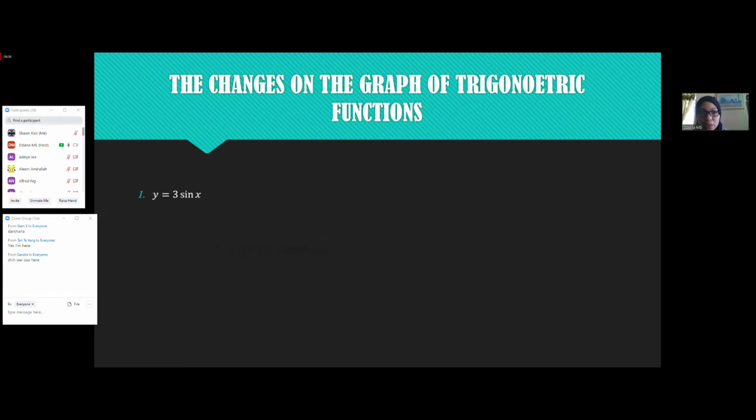The first one. If you have y equals 3 sine x, the change is they put 3 in front of the function. If there is a number in front that multiplies your function, that will change the amplitude, meaning that the minimum and the maximum value will change. Instead of 1 and negative 1, the amplitude becomes 3. So the new graph will be something like this.